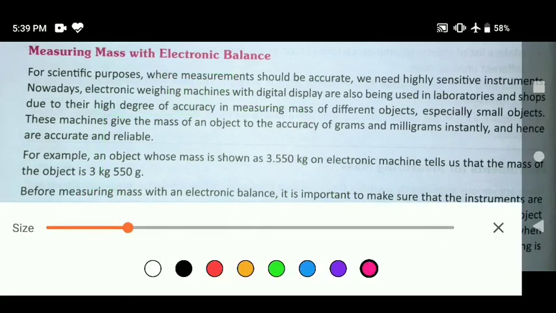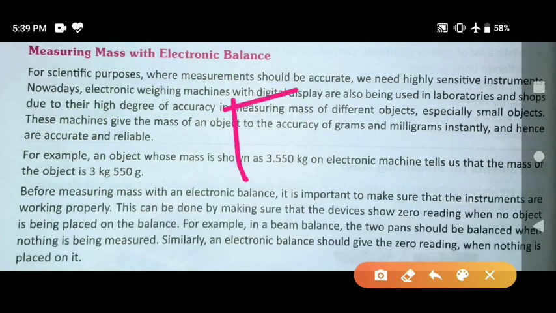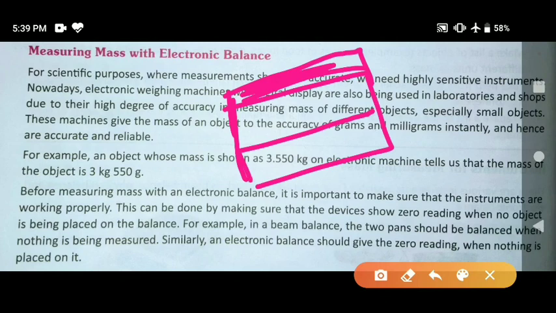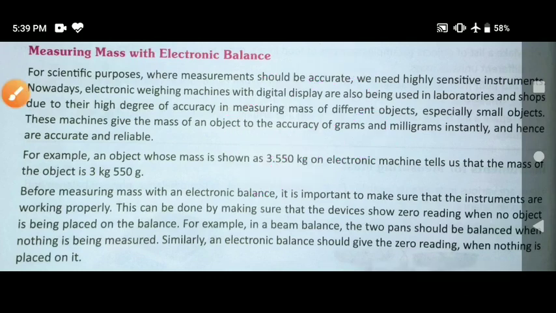When no object is kept on the electronic balance, suppose this is your electronic balance device, it should show 00 reading. So the electronic balance is a device which gives us an accurate reading, and we can measure small as well as large objects with it in grams and kg. Electronic balances are the standard measuring devices which we use regularly in our life. Okay, so this is all about the electronic balance.